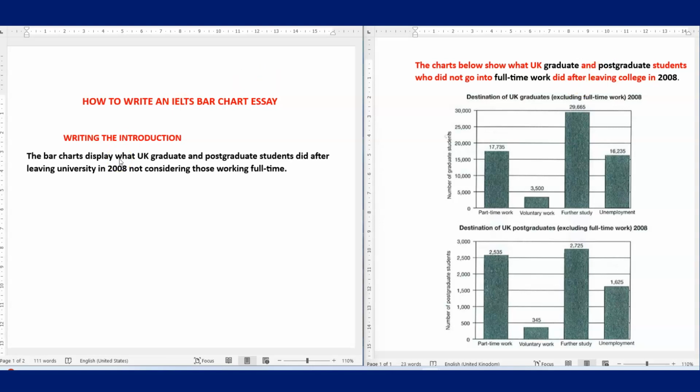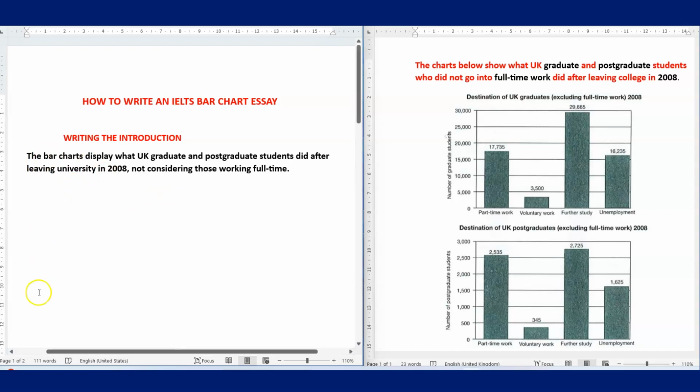So we are going to rewrite it in our own words. And as I told you, you have to tell us exactly what type of graph you are looking at, and here it is a bar chart. So it's written as: the bar charts display what UK graduate and postgraduate students did after leaving university in 2008, not considering those working full-time. So now we have understood the whole thing about the essay, and that's all about the introduction.